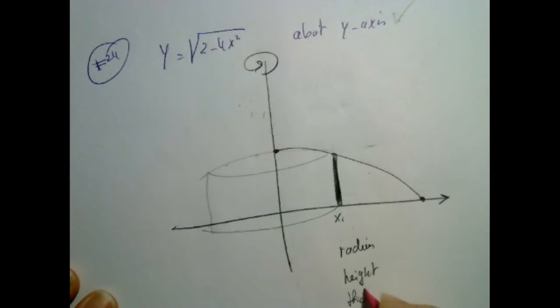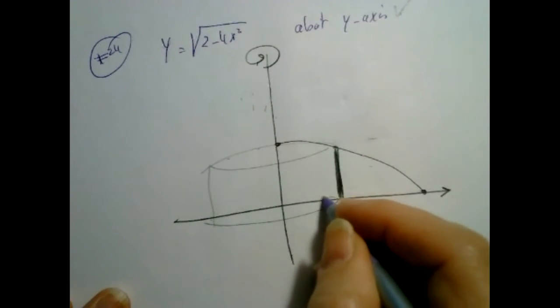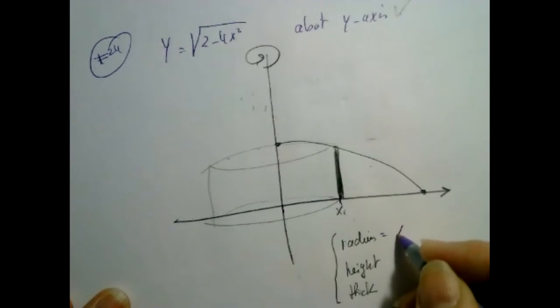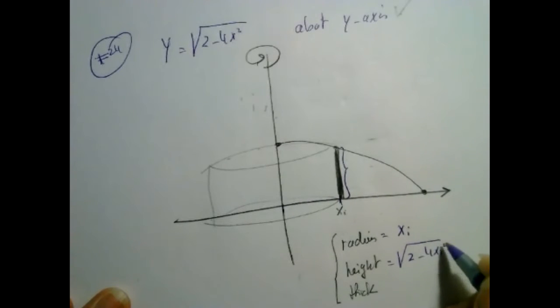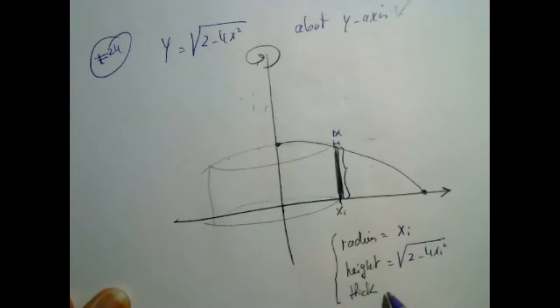And finally, the thickness. Okay. The radius is from here to here. That's my radius. My height is from here to here, which is the square root of that. My thickness is from here to here.